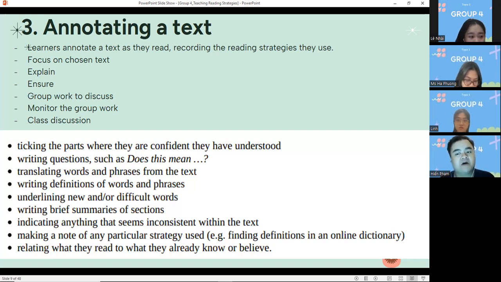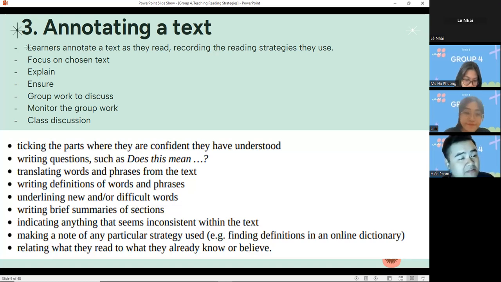So I believe that there will be many interesting strategies that the other speakers want to introduce. So the next speaker will be Miss Ling, right? Yes, thank you. Okay, Hiền.